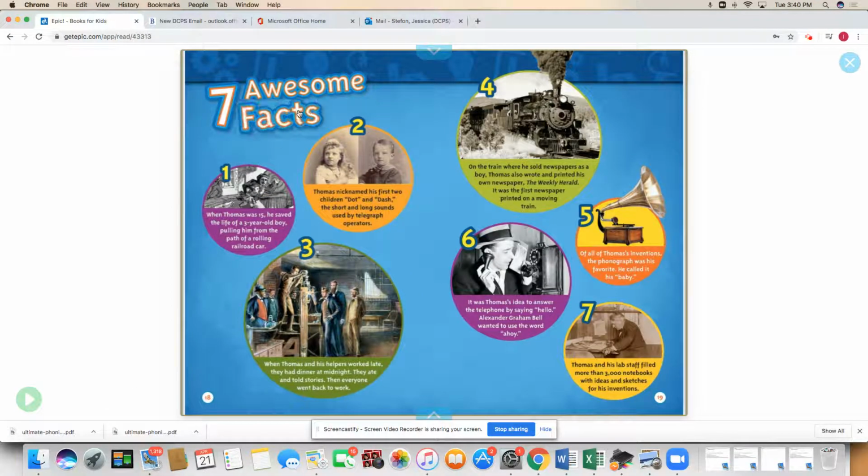Here is just going to show some 7 awesome facts. I'll let you go ahead and read through these on your own when you guys are doing the second read of the book. Just some neat facts to know about Thomas Edison.